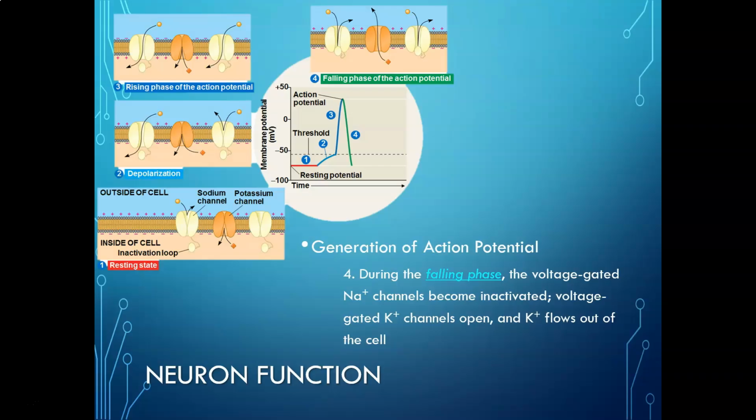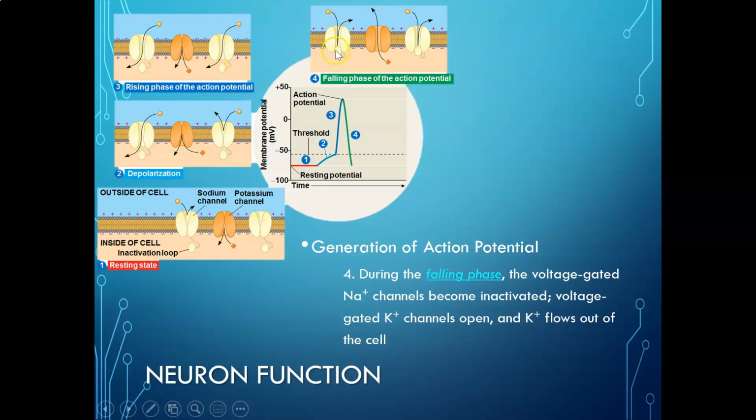Once we've gotten that charge to completely reverse, right? So I'm now positive inside, negative outside. Then we're going to come into this falling phase of the action potential, where I'm now going to inactivate those voltage gated sodium channels and allow the voltage gated potassium channels to open. So I've allowed for sodium to hit its equilibrium point. That's what caused the change in those charges.